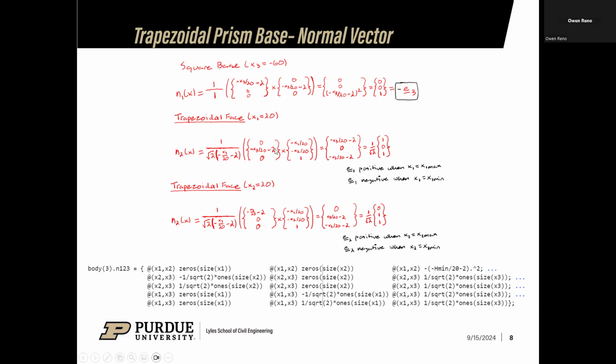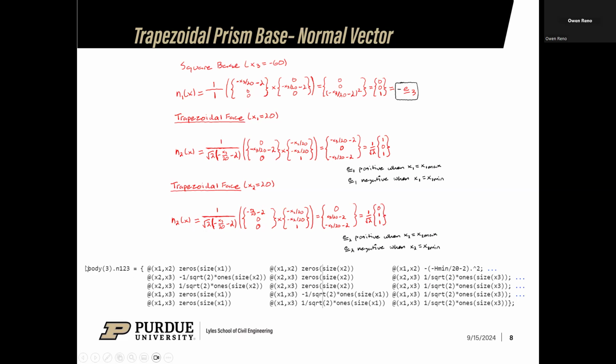And then for the trapezoidal face, looking at an x1 constant, you can do that 1 over area Jacobian times the cross product, take out this value of -x3 over 20 minus 2, and get a value of 1 over square root of 2 on the outside times the vector of 1, 0, 1. And we know that E1 will be positive when it's x1 max, and E1 will be negative when it's x1 min. And then similarly for x2, the output is about the same, just different values in the vector: 1 over square root of 2 times 0, 1, 1.